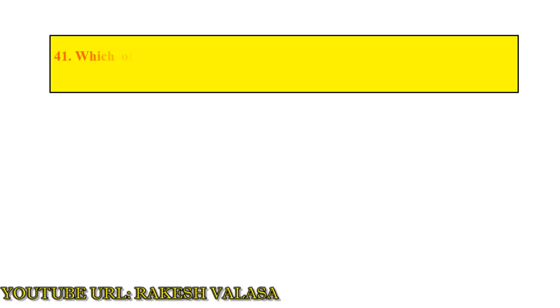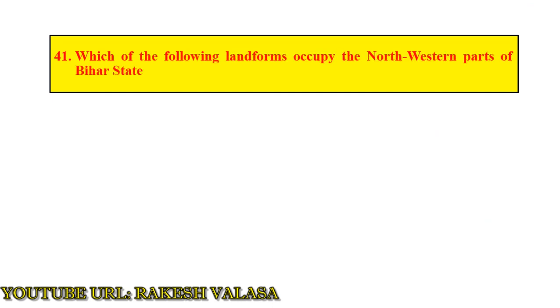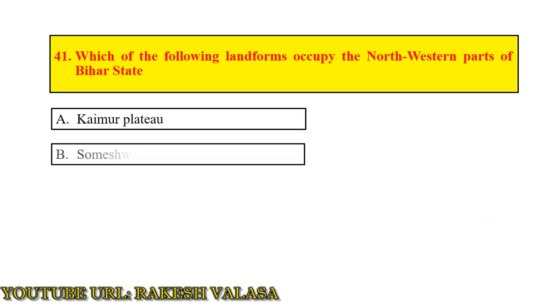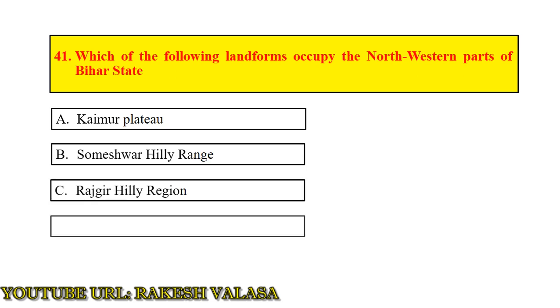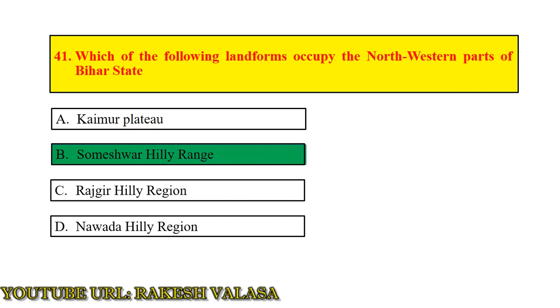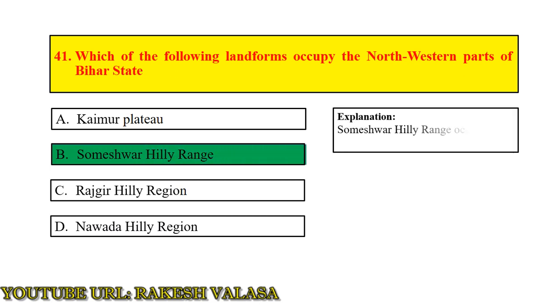Question number 41. Which of the following landforms occupy the northwestern parts of Bihar State? Answer. Someshwar Hilly Range. Explanation. Someshwar Hilly Range occupy the northwestern part of Bihar State.